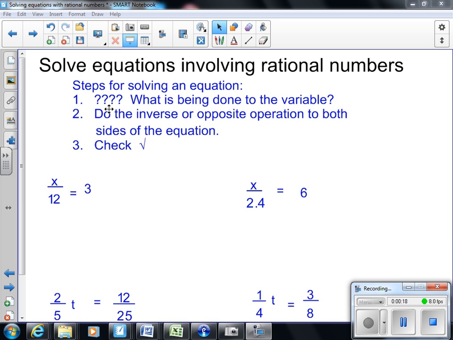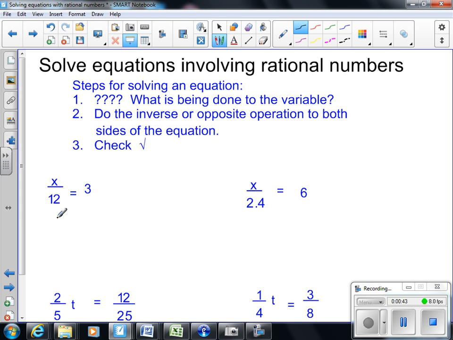The first thing we need to do is ask yourself a question. What is being done to your variable? And that variable could be an x, an n, a y, or an m, any letter that we call the variable or the unknown. Once you can answer that question, then you're going to go to step 2. You're going to do the inverse operation or the opposite operation to both sides of the equation. And then the final step is to check your answer.